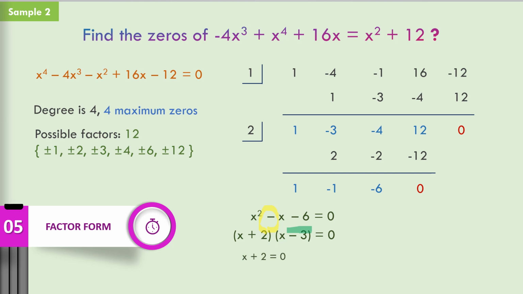So let us identify the zeros of x plus 2. So x is equal to negative 2. The second one, x minus 3 is equal to 0. So it means x is equal to positive 3. So let us identify all the zeros of this polynomial equation. So the zeros are positive 1, positive 2, negative 2, and positive 3. In any order, pwedeng isulat yung 1, 2, negative 2, and positive 3.